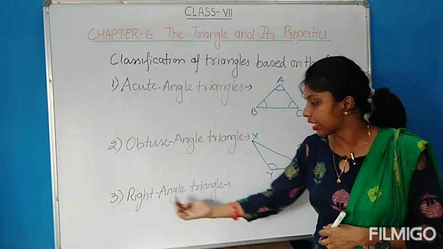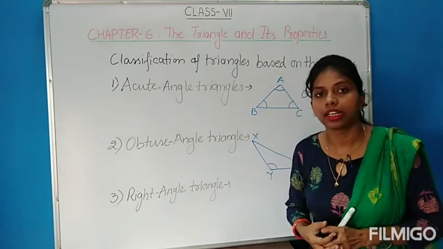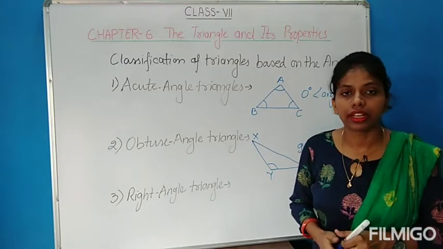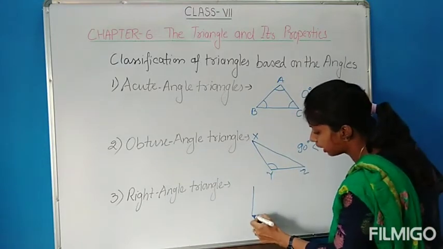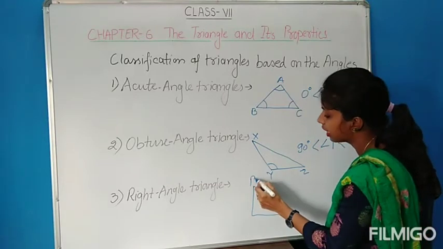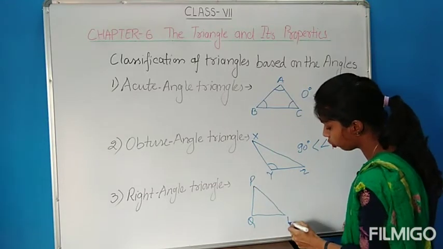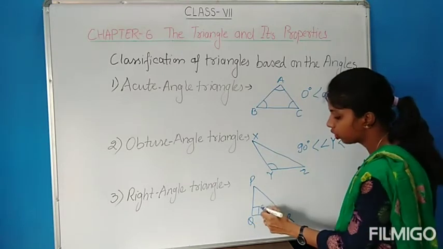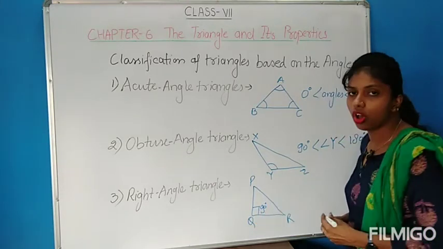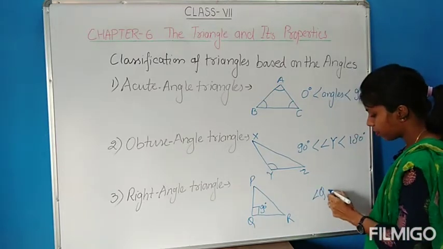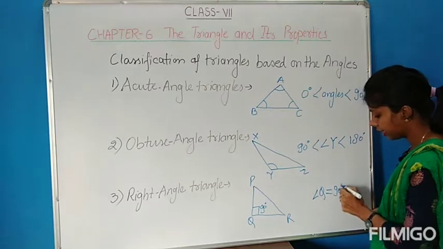And at last, a right angle triangle is a triangle in which one angle must be 90 degrees. So suppose I am taking an example of a right angle triangle. This is a right angle triangle PQR. In this, angle Q is equal to 90 degrees. So what we can see, angle Q must be equal to 90 degrees.